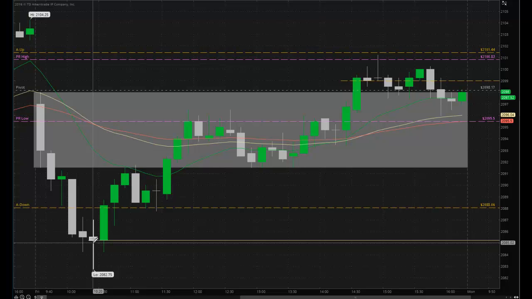We've got a failed attempt at the all-time high, 2105 and a quarter. We went to 2106 and then rolled. We got terrible jobs numbers. We're down. We get our trend reversal to 8 consecutive A ups.